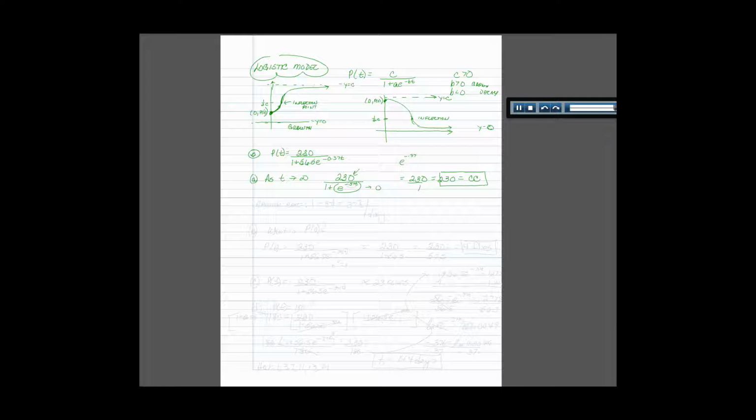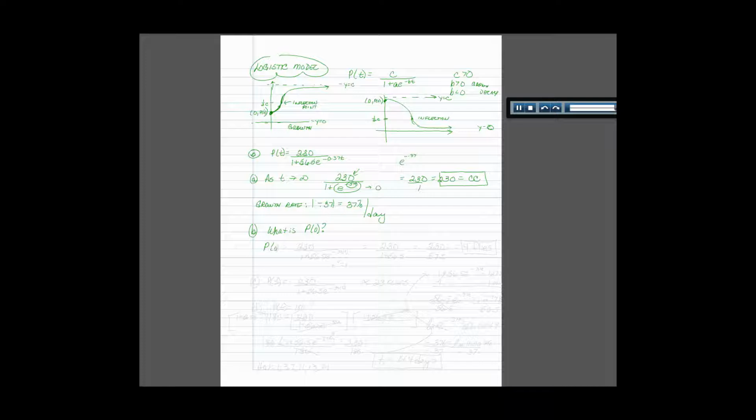The growth rate is right here. It is our B, and it is the absolute value of negative 0.37 shown as a decimal, so it's 37%. That's how much it's changing per day. So that's part A. Then it says part B, determine the initial population. That means what is P of 0?